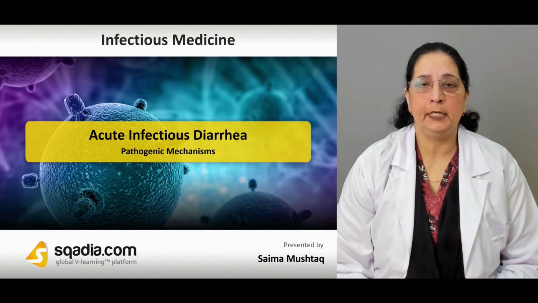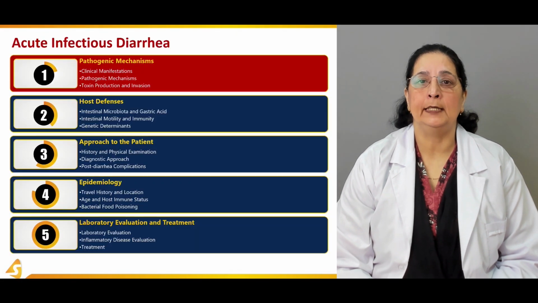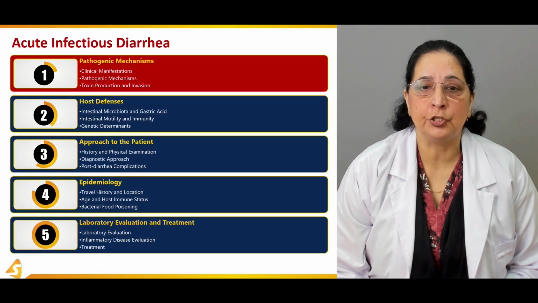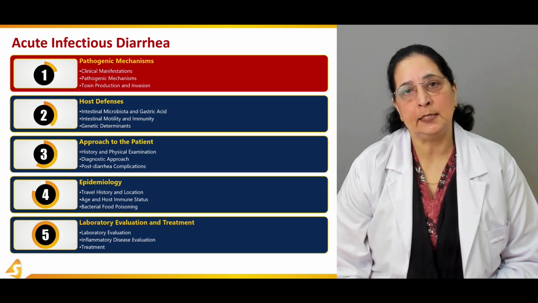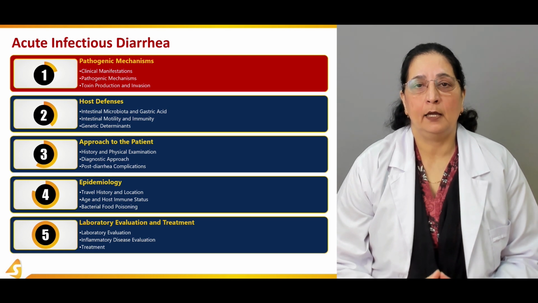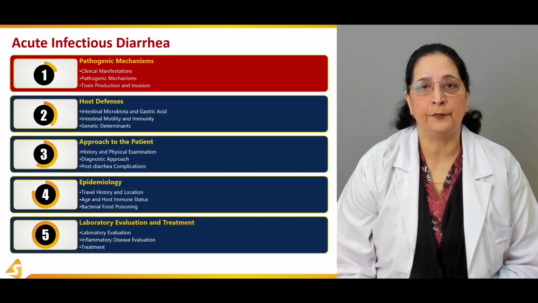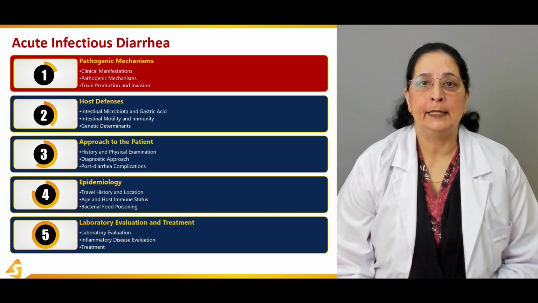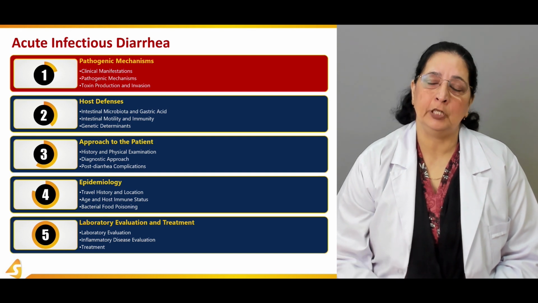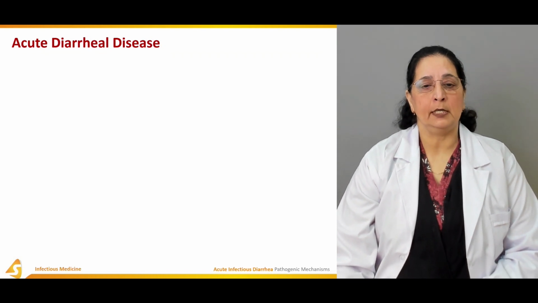Let's begin with the first section of our lecture, and in this section we will talk about the clinical manifestations of infectious diarrhea. What's the pathogenic mechanism associated with infectious diarrhea, and also we will talk about the role of the toxin which is produced by some microorganisms that lead to infectious diarrhea, and also the invasion which can cause infectious diarrhea. So let's begin with the section.